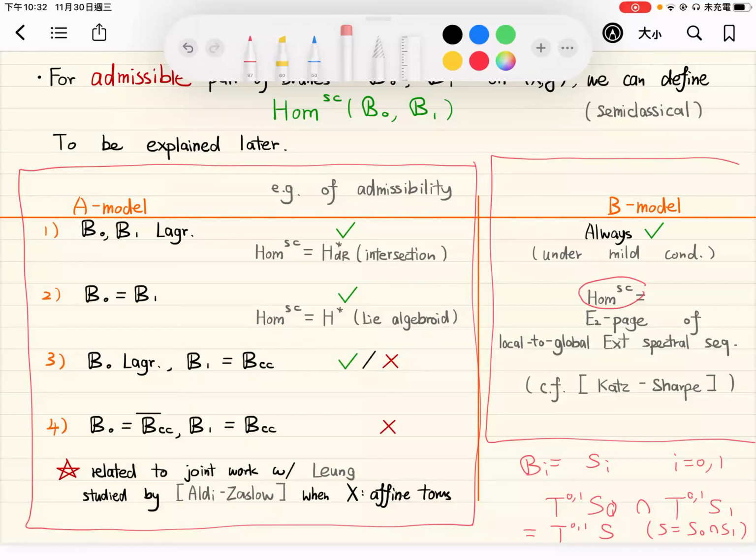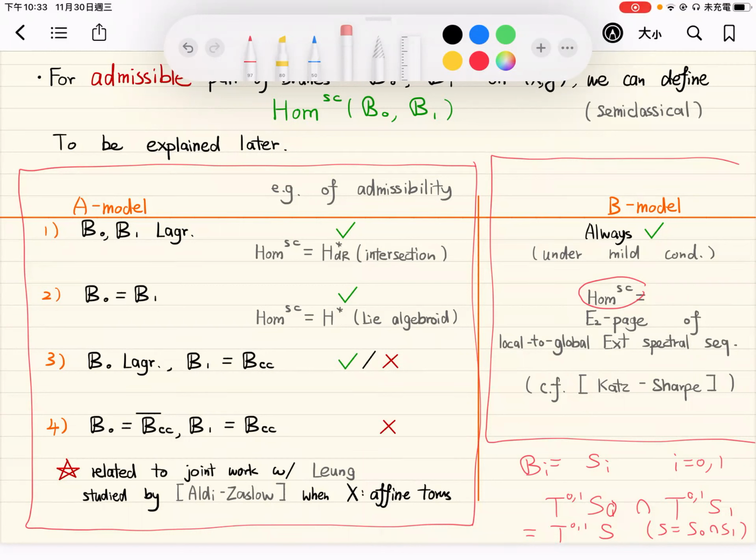But for the A model case, things are complicated because sometimes there is some complex distribution associated to every brane, but when restricted to the intersection, they don't really intersect very well, so that you cannot get an elliptic distribution on the intersection. So that's why the A model is much harder for defining the semi-classical Hom. But for the B model, you can always find such an elliptic distribution, which is just the T01 of the intersection S.